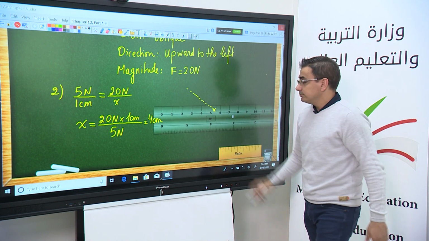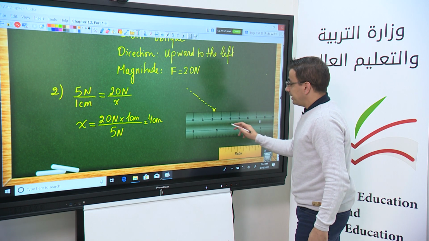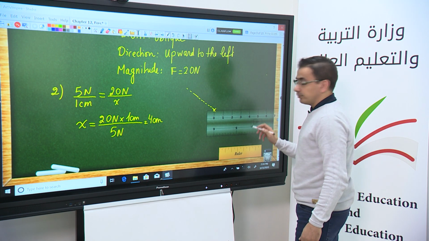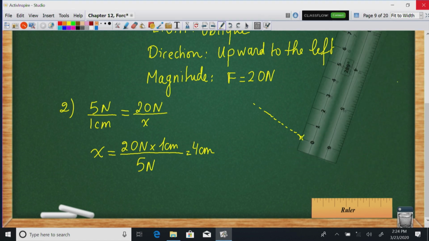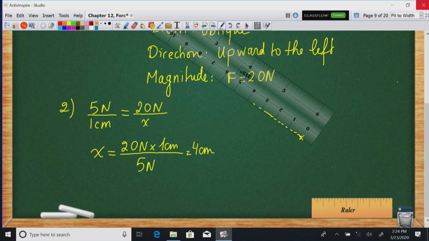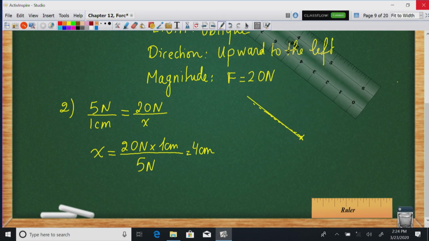Okay, get my ruler. Here is the ruler. I place the ruler here at the point where I'm going to start the vector, turn the ruler along the line where I expected the direction to be, and on this line I draw a vector which is 4 centimeters. I extended it here a bit by mistake, so here it is. So this is the force F, which is 20 newtons.